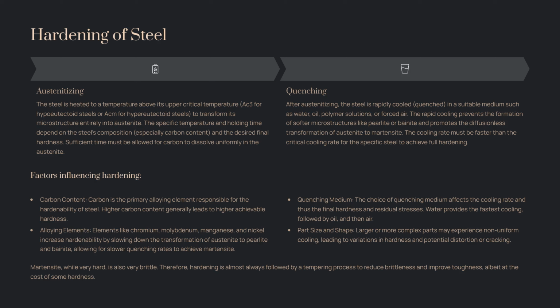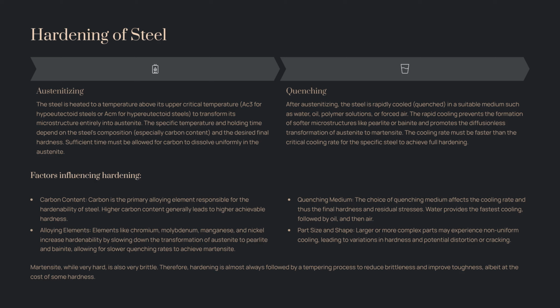Carbon content. Carbon is the primary alloying element responsible for the hardenability of steel. Higher carbon content generally leads to higher achievable hardness. Alloying elements. Elements like chromium, molybdenum, manganese, and nickel increase hardenability by slowing down the transformation of austenite to pearlite and bainite, allowing for slower quenching rates to achieve martensite.